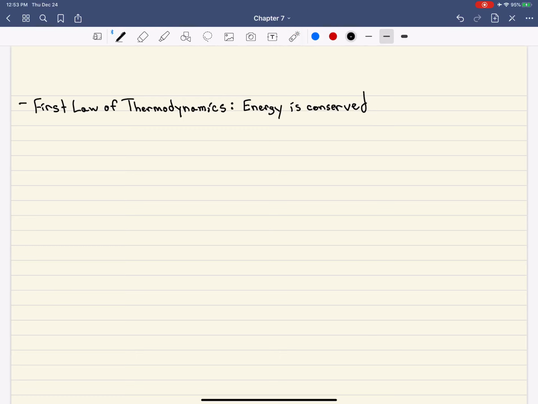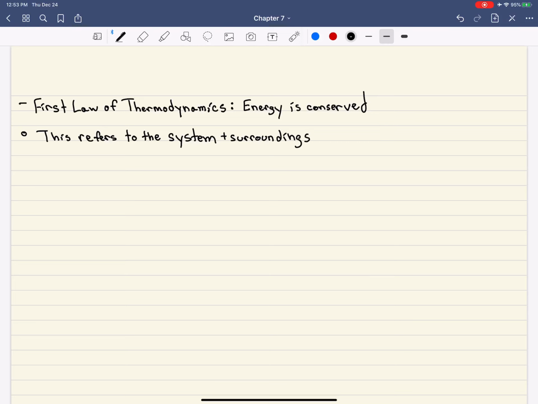Now, I do want to point out one small subtlety with this law, which is that when it says that energy is conserved, it's referring not just to an isolated system, but it's referring to both the system and its surroundings. Okay?